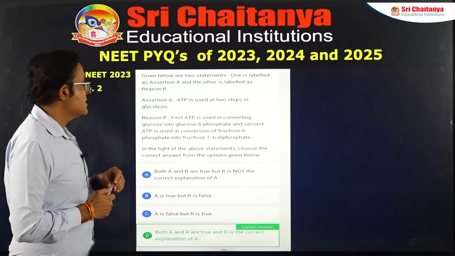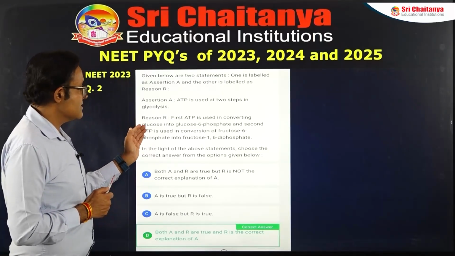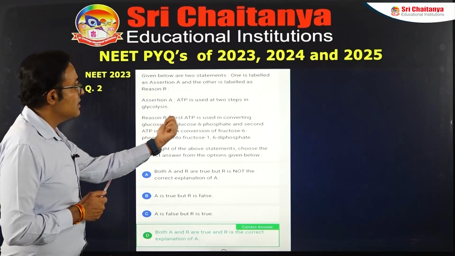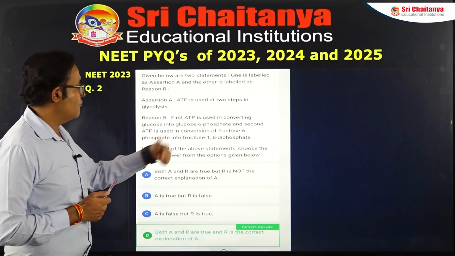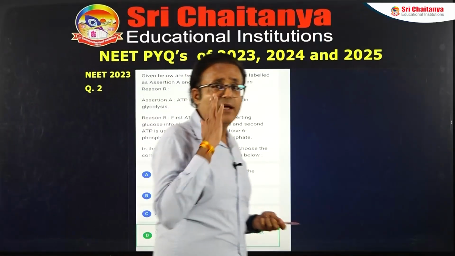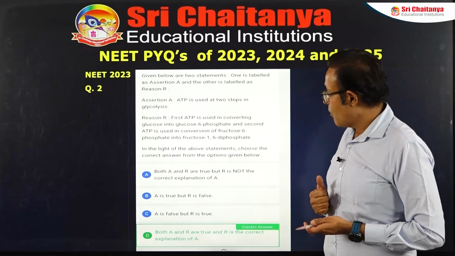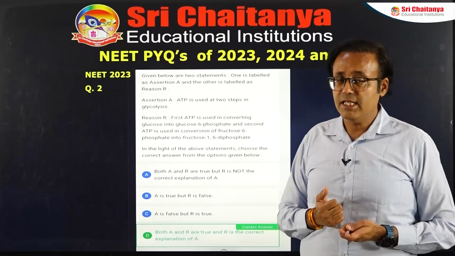The first step is used in converting glucose into glucose 6-phosphate, and also the ATP is used in the conversion of fructose 6-phosphate into fructose 1,6 biphosphate. Yes, I think the ATP is used at 2 steps, so it is a correct explanation also, and both assertion and reason are true.